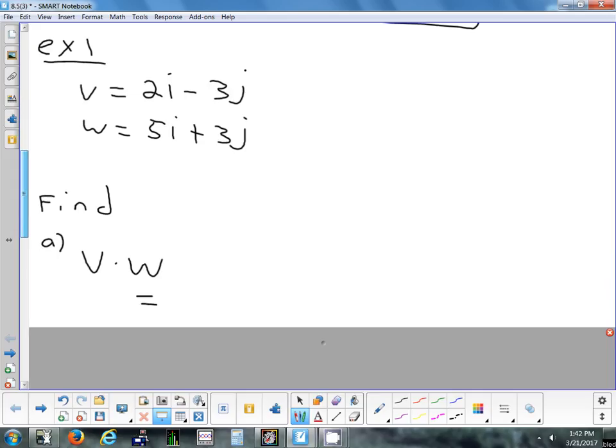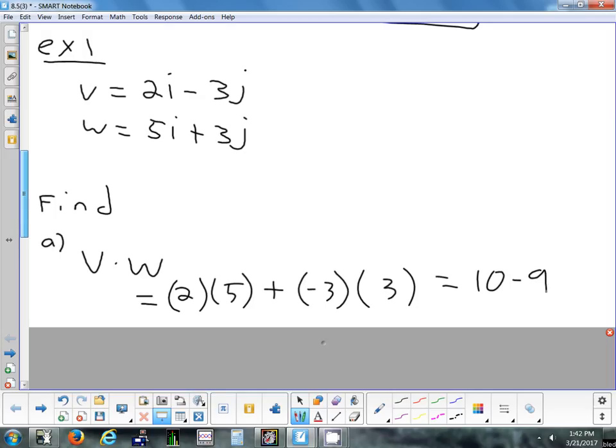So if I want to find v dot w, what would be the first two numbers I multiply together? And I would do them in that order. Yep, 2 and 5. And what comes after the 2 times 5? Plus. And then I would multiply negative 3 and 3. So it's going to give me 10, and then plus negative 9 is really just minus 9. So what's the dot product? 1. So the dot product of v and w in this case happens to be 1.